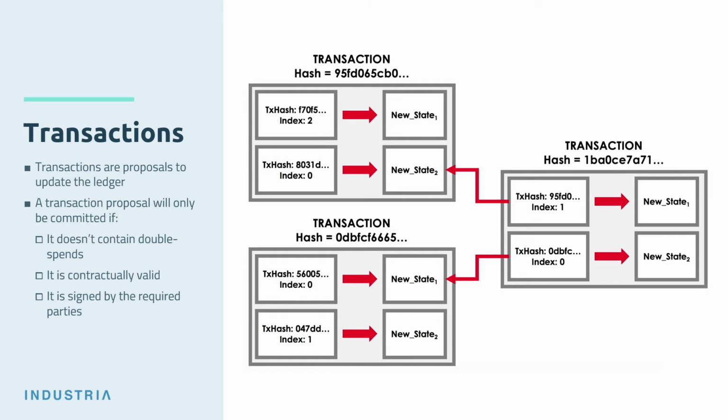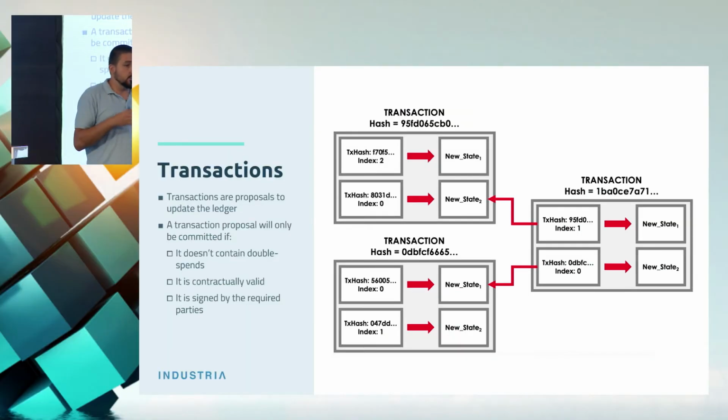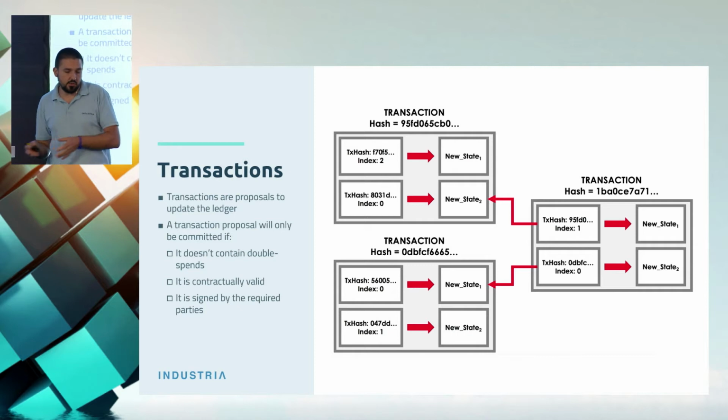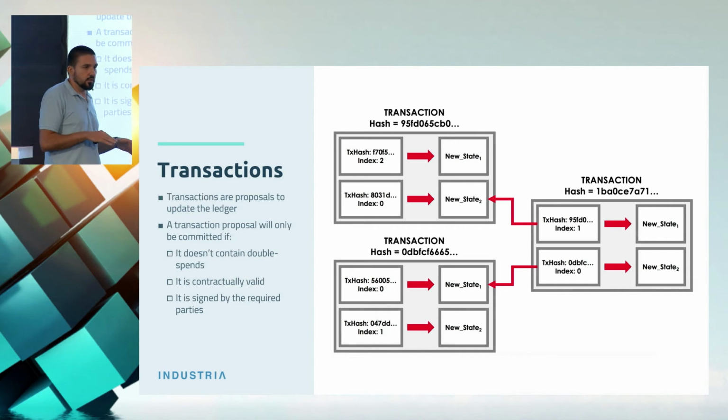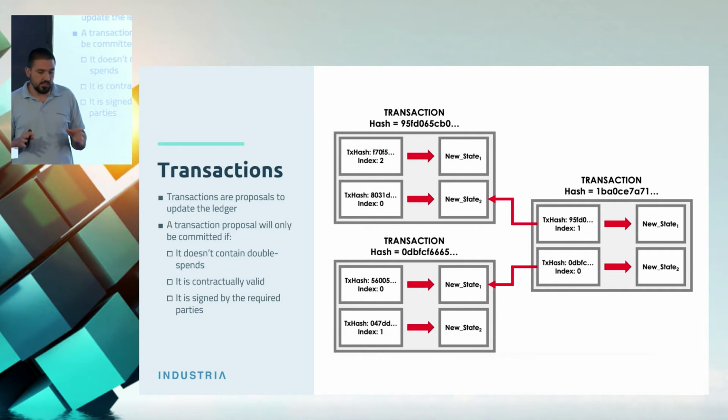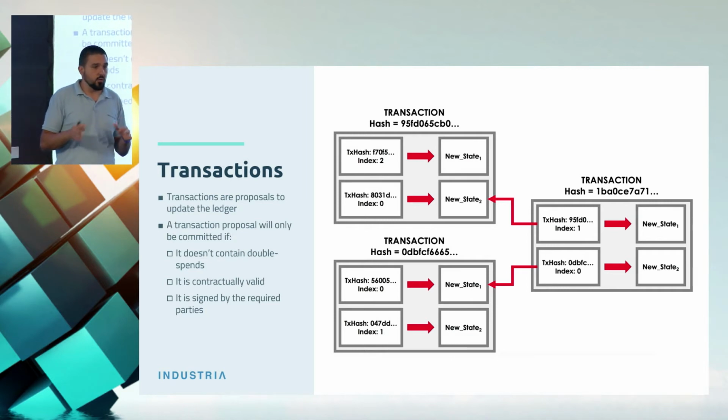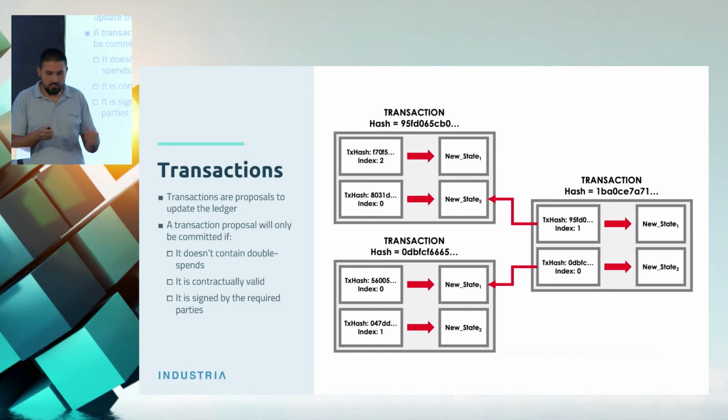How can we construct these states? We can construct them through transactions. What are transactions? They are simply proposals for a ledger update. When one node is proposing an update, before it is stored on the ledger, it needs to be first verified. The verification is happening through contracts, and also the transaction needs to be signed by all the required parties that need to know about it.